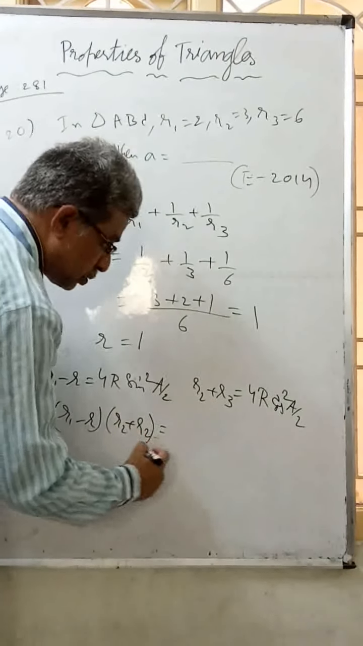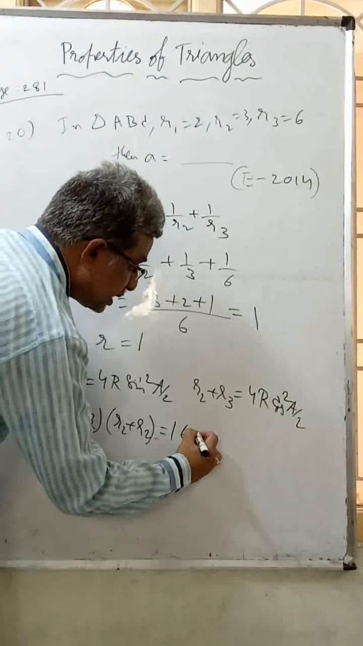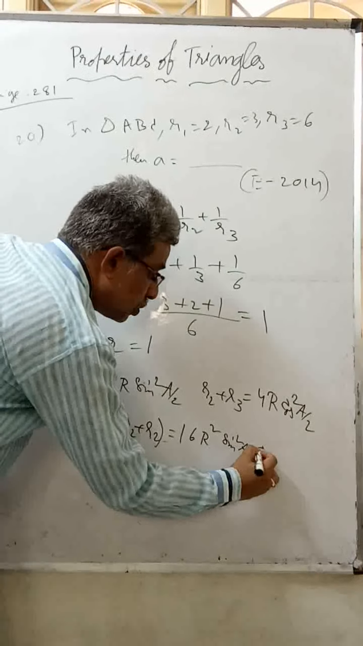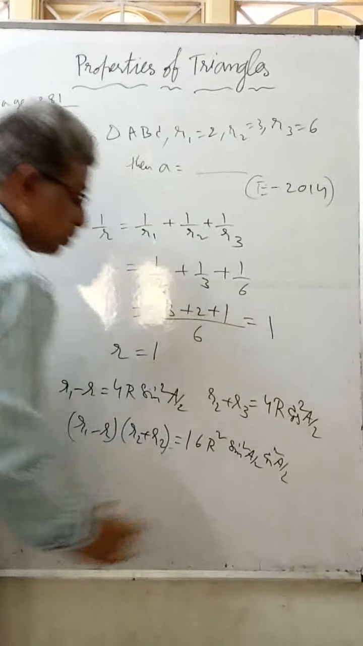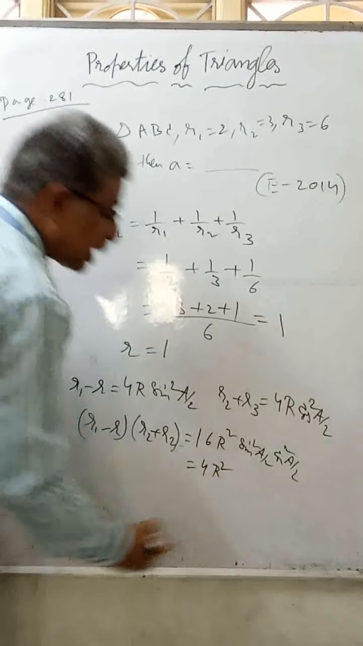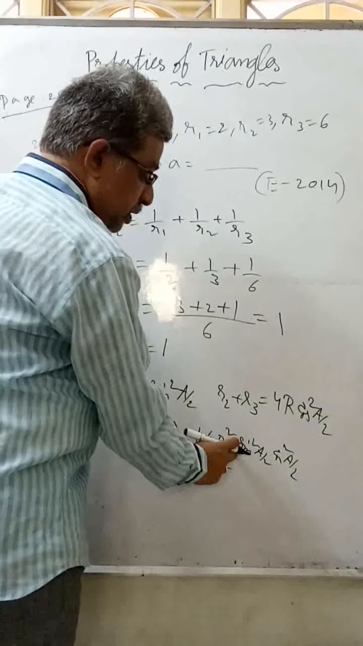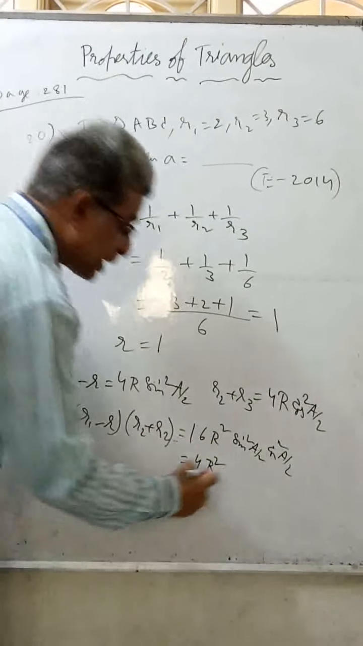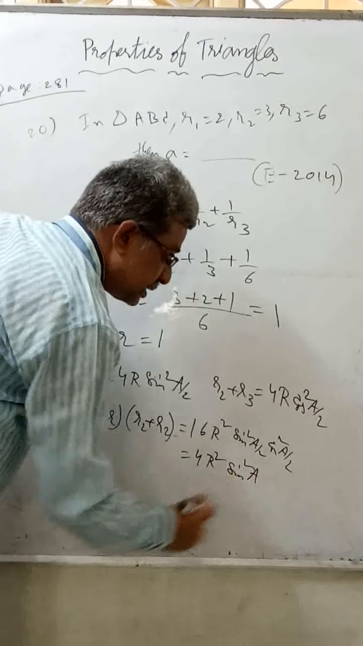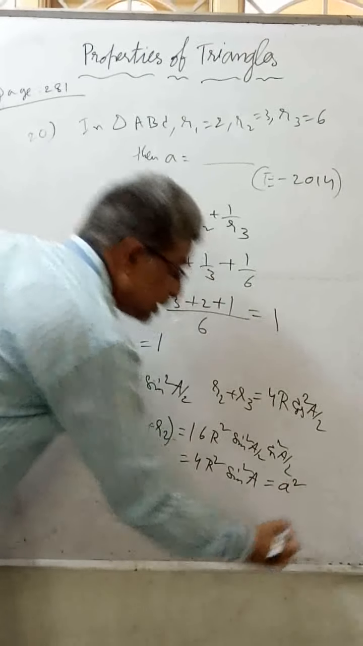So 4R into 4R, 16R square sin square A by 2 into cos square A by 2. I will take out 4 common, becomes 4R square into, this 4 is 2 sin theta cos theta. So I can write it as sin square A. So it becomes (2R sin A) whole square, which is nothing but small a square.